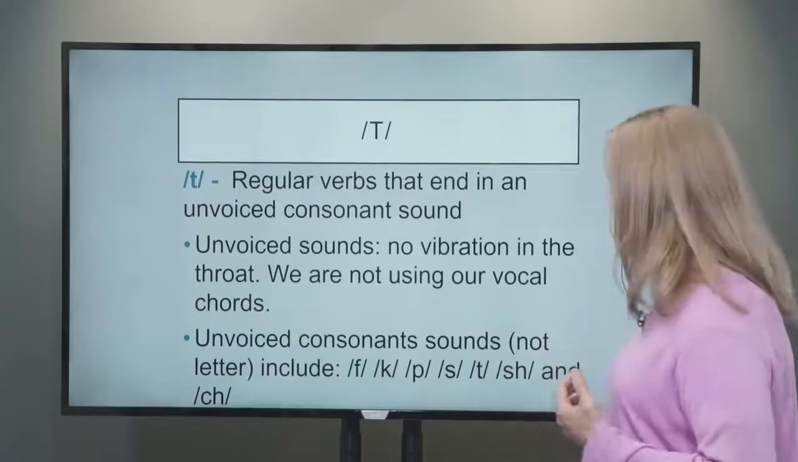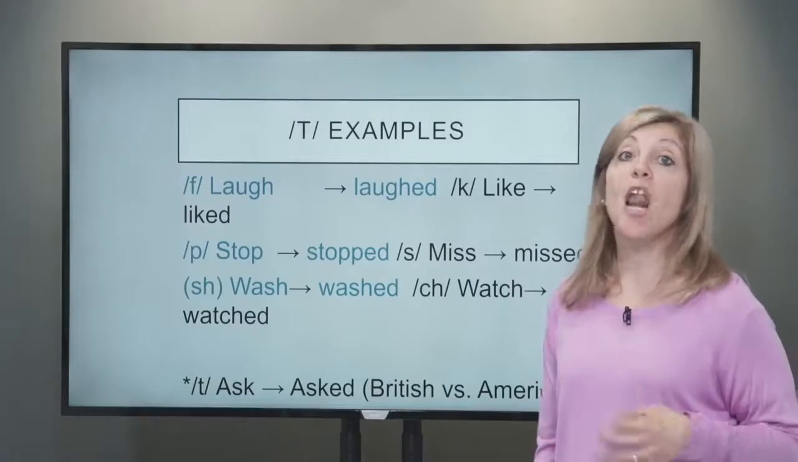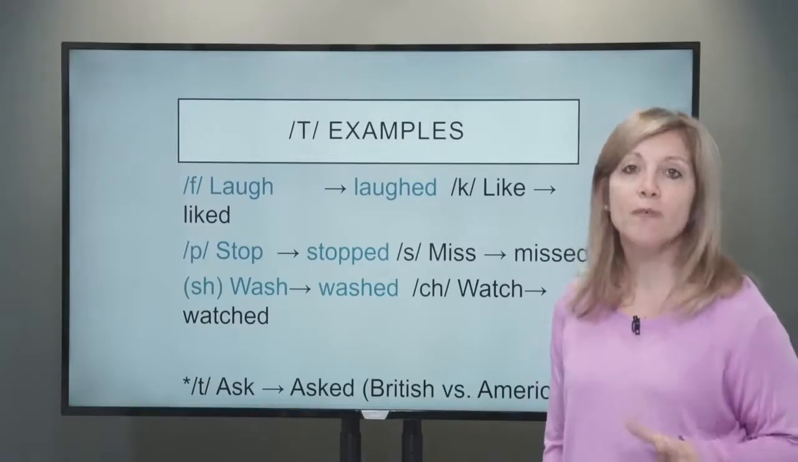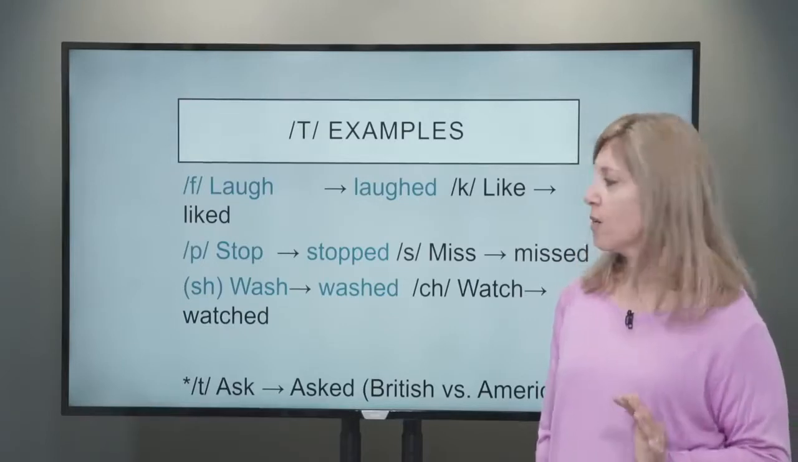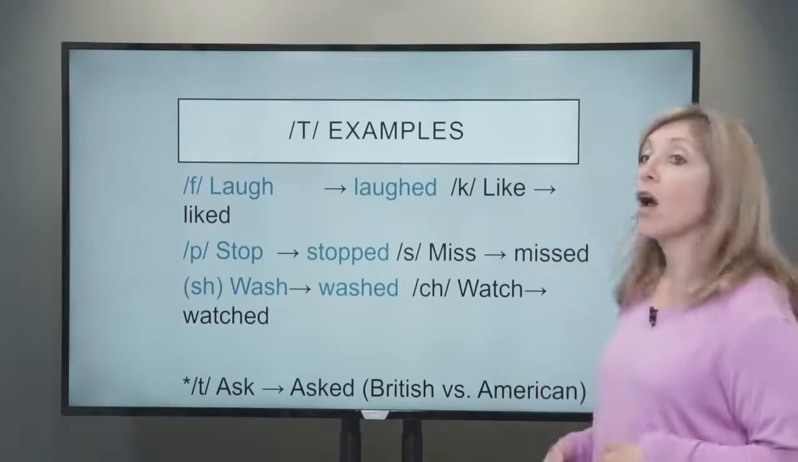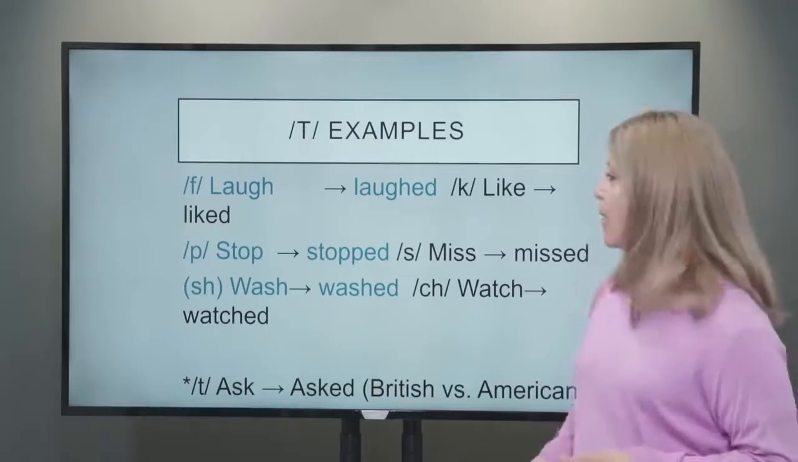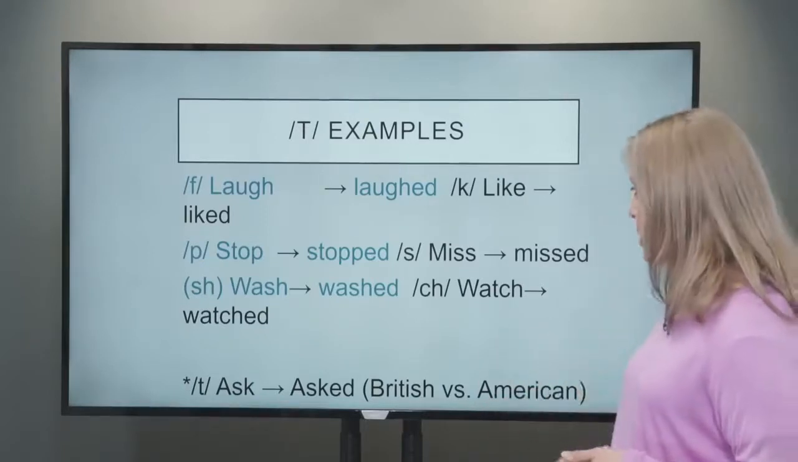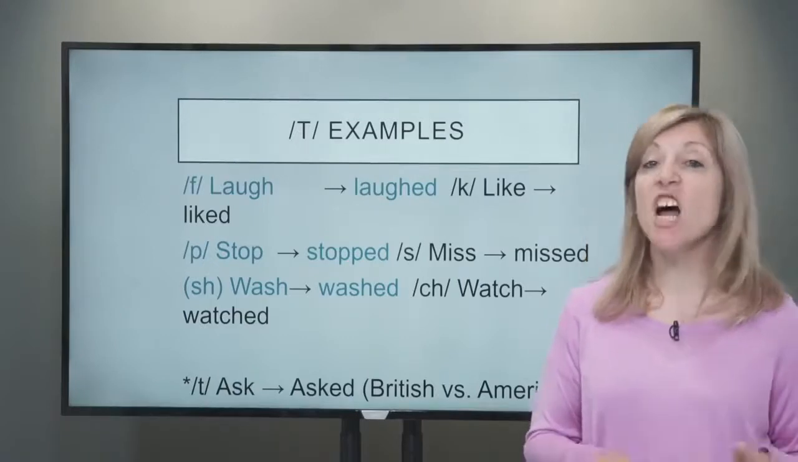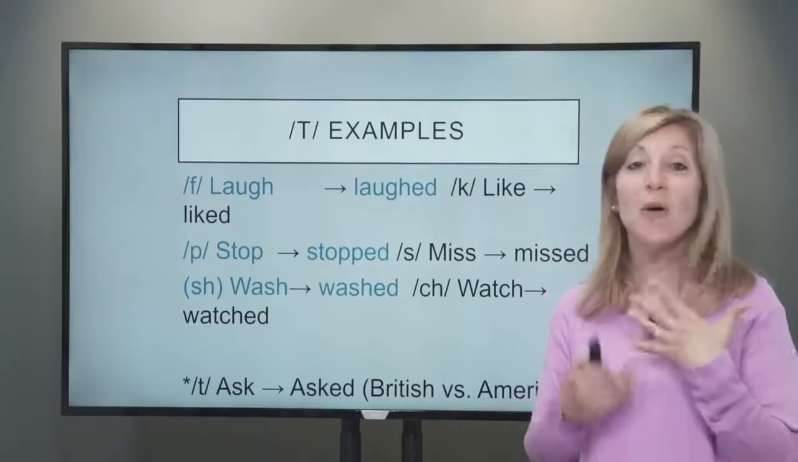You need examples for this, so I'm going to go straight for the examples. Okay, here we've got the F, we've got laugh, and it doesn't end with an F, it ends with an F sound, it's unvoiced, right? So laugh, laughed. Here we've got the K sound, so like, liked, stop, stopped, miss, missed, wash, washed, because wash is an unvoiced sound. You can't hear the sound.